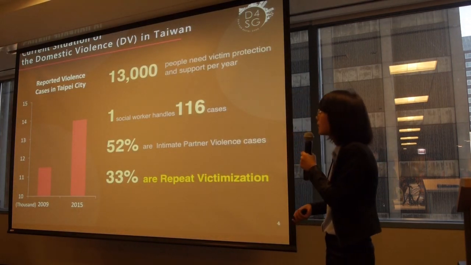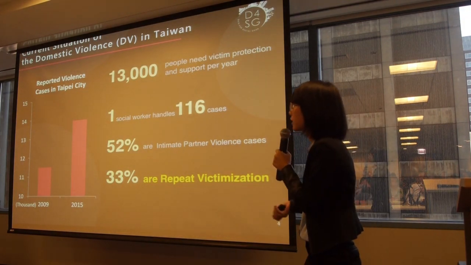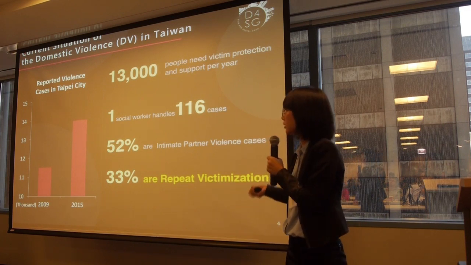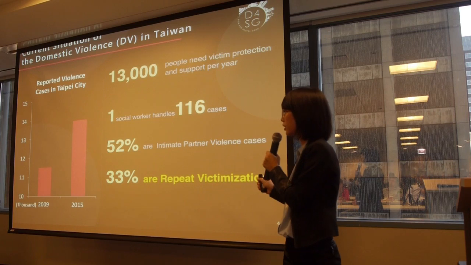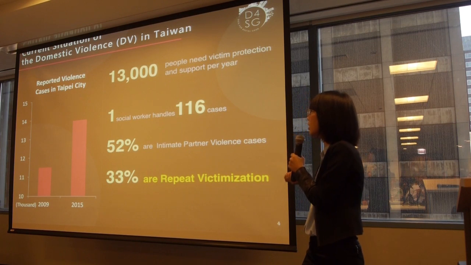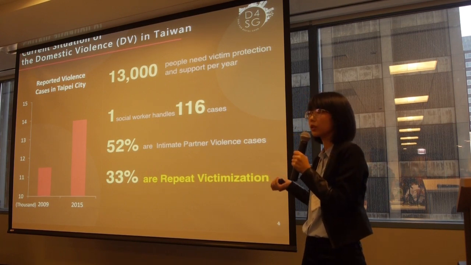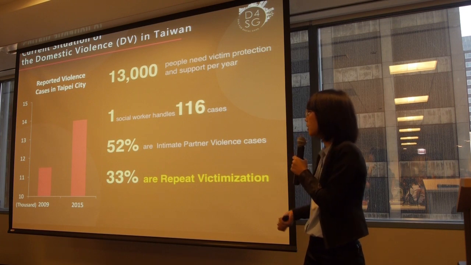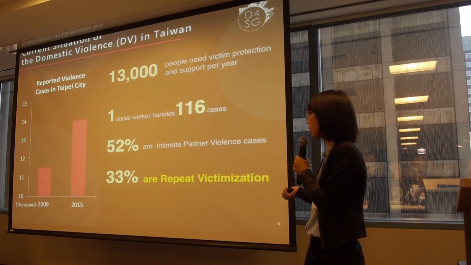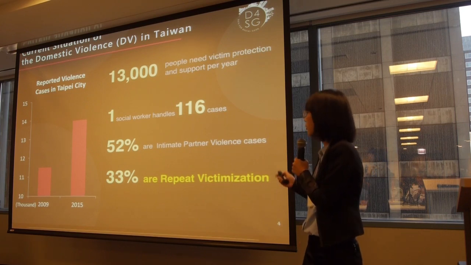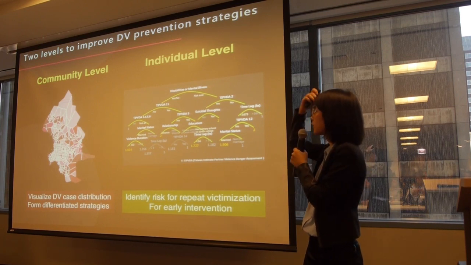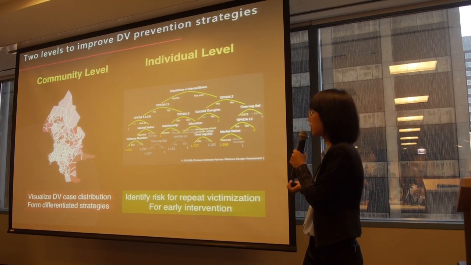The reason why DV is an issue in Taiwan is this data from Taipei City. We can see from 2009 to 2015, the reported cases increased by at least 20%. And a social worker has to handle 116 cases in a single year. It's a heavy workload. Among these cases, 50% are intimate partner violence cases and 33% are repeated victimization. With this data, we know we can set up 2 different strategies for our program. The first one is community level, and the second one is individual level.